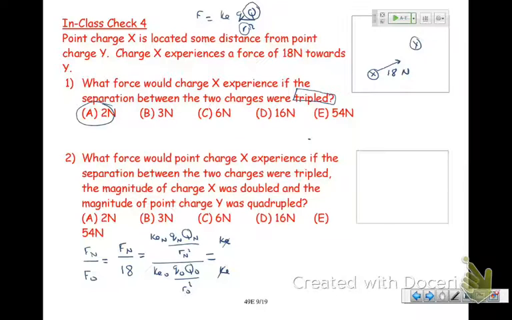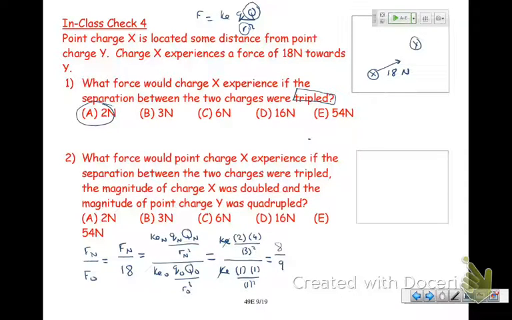But little q, charge X, was doubled. I don't know what it was, but it's twice as big now. And charge Y was quadrupled. I don't know what it is now, but it's 4 times what it used to be. And then the separation was tripled, so it's 3 times bigger, and I've got to square that, of course. Then the bottom is all 1, so I get 2 times 4 is 8, 8 over 9.